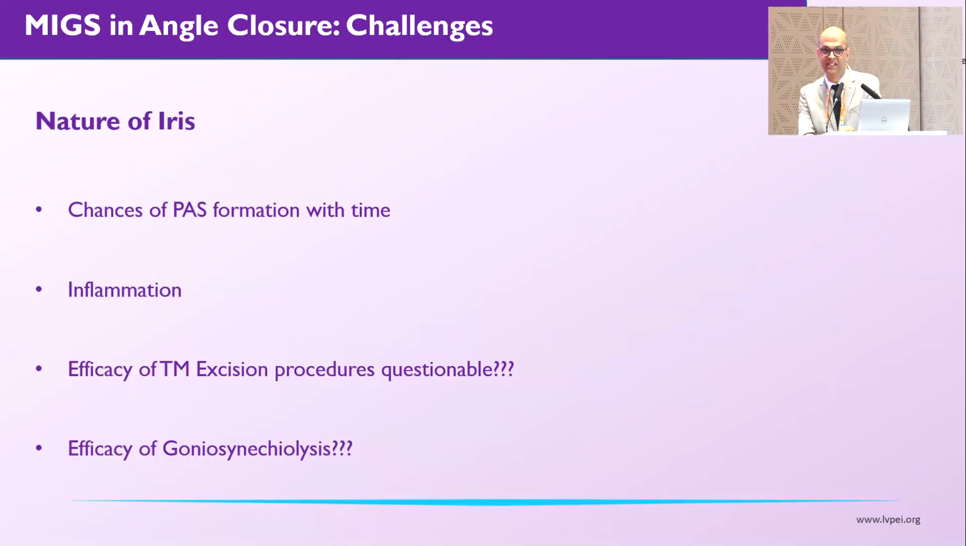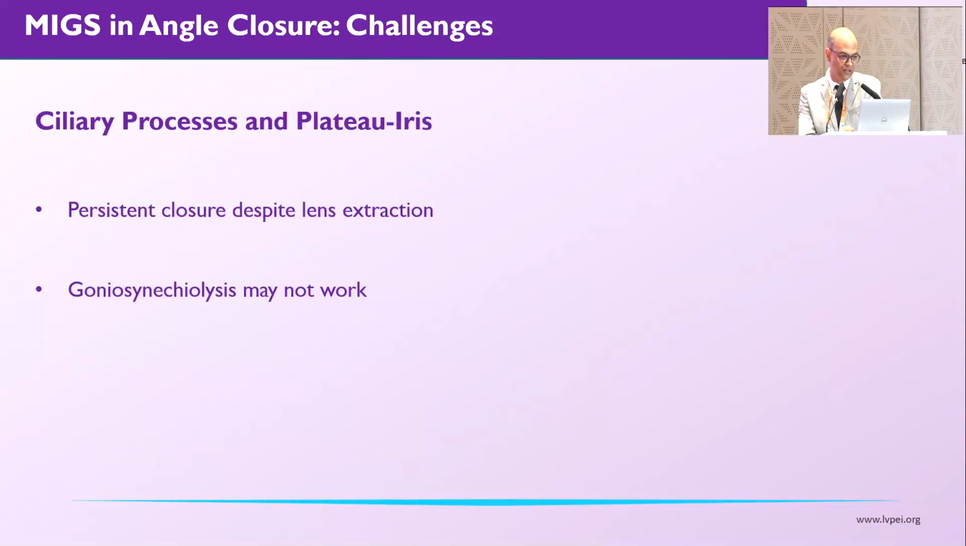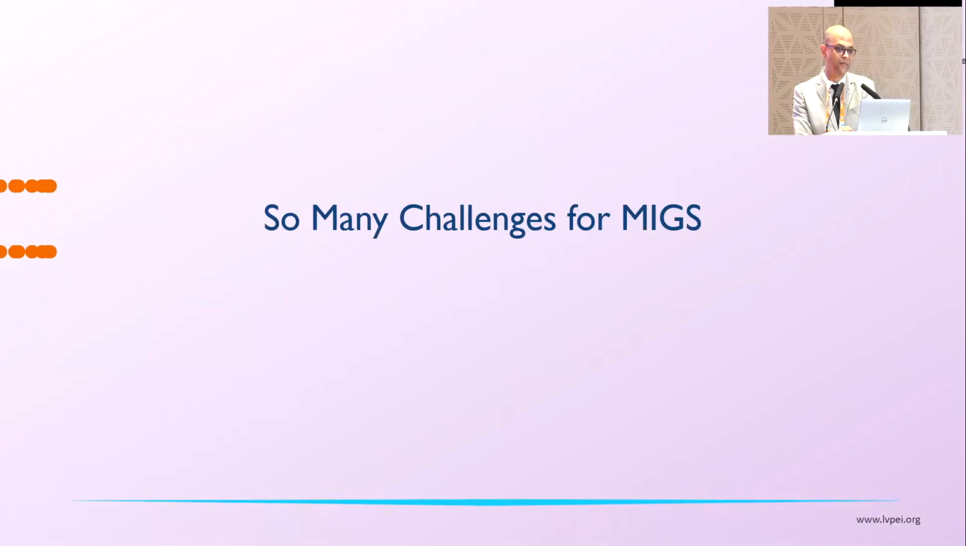The iris in our eyes is different. While you see Western eyes accepting sutures, trabeculectomies being performed without PIs, our iris is not like that. So you will have much more inflammation. There is a much higher chance of synechiae forming, and goniosynechialysis has not been as effective as it has been in other populations. Also, a lot of our eyes have persistent closure after PI and even after cataract surgery because of plateau iris syndrome. So just goniosynechialysis may not work there.